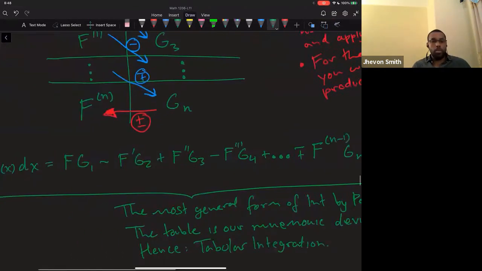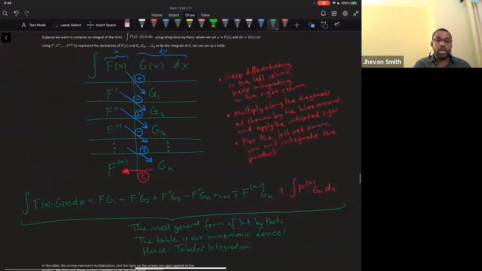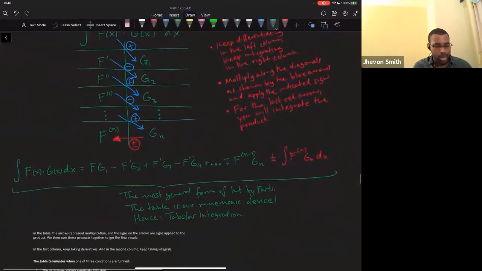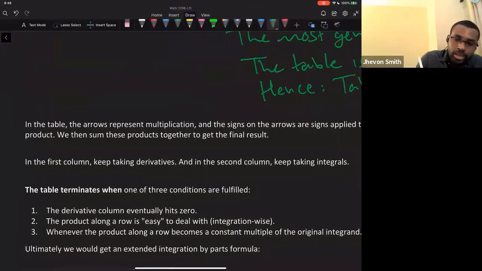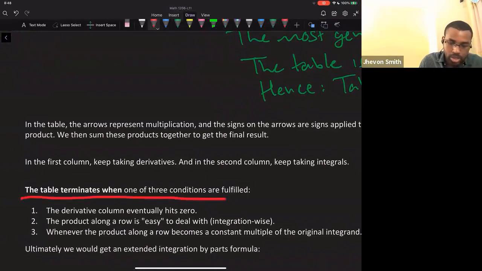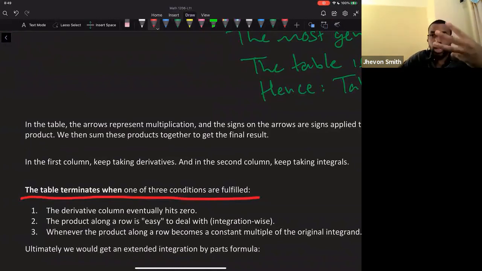Now, you might have a concern. How big does the table have to be? I'm glad you asked, proverbial student. Here is the important thing you want to know. When does the table stop? How do you know to stop building up this table? Well, it's when any one of three conditions is fulfilled.